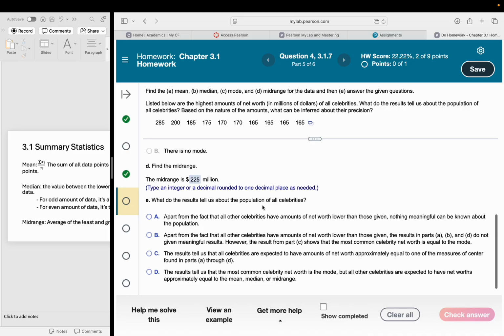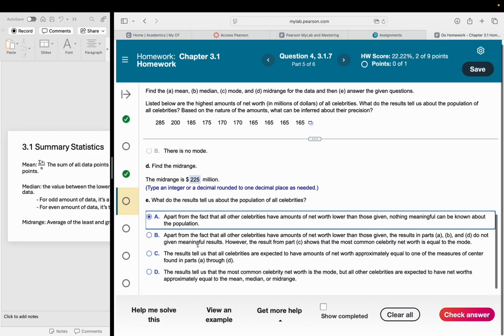And finally, what does it tell us about the population of all celebrities? Now, this is, again, I'm kind of just trying to help you out here, but apart from the fact that all other celebrities have lower net worths, nothing meaningful can be known about the population. I'll go ahead and tell you that sounds right, because just because you know about the highest net worths doesn't mean you know about all the net worths. So that sounds a little good. Let's see here.